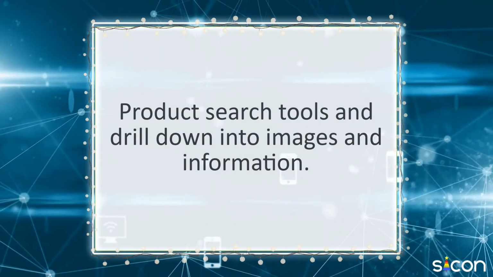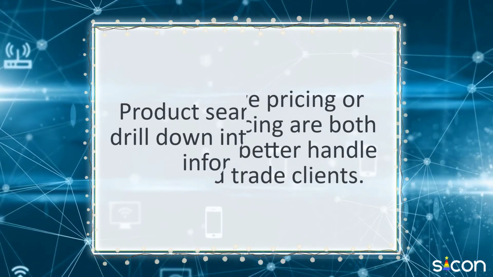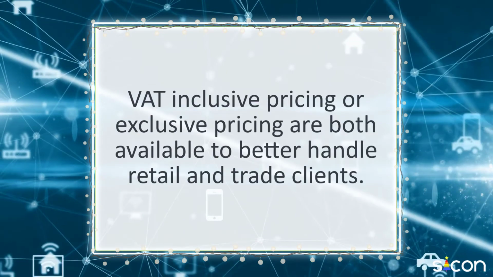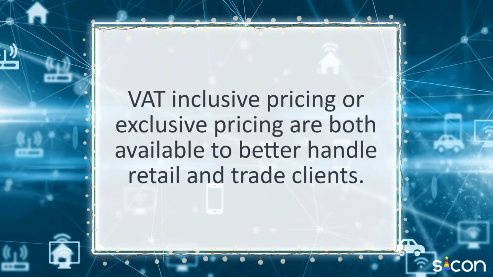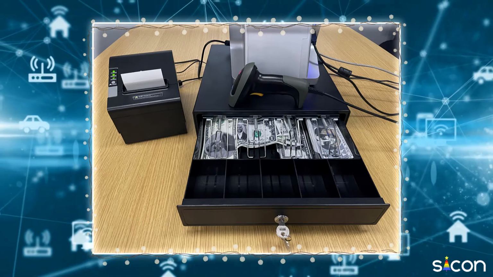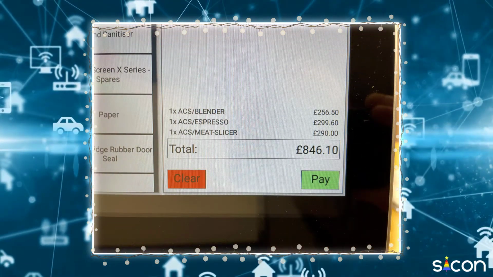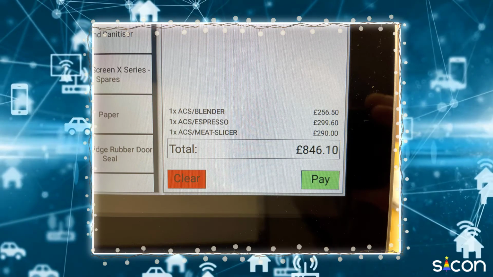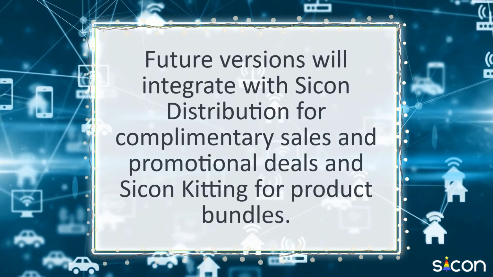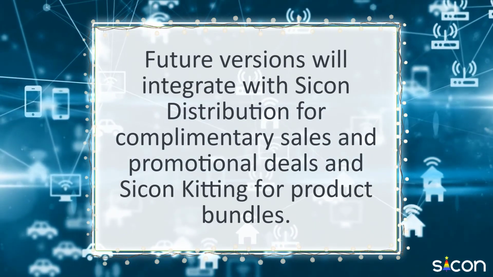Product search tools and drill down give information and images about the products. We can provide VAT inclusive or exclusive pricing, which better handle retail and trade clients. We offer full integration with cash drawer, receipt printer, and even weigh scales. Payment methods from Sage 200 are directly available from the EPOS screens. Future versions of the product will integrate with Sicon distribution for complimentary sales, promotional deals, and kitting for product bundles.